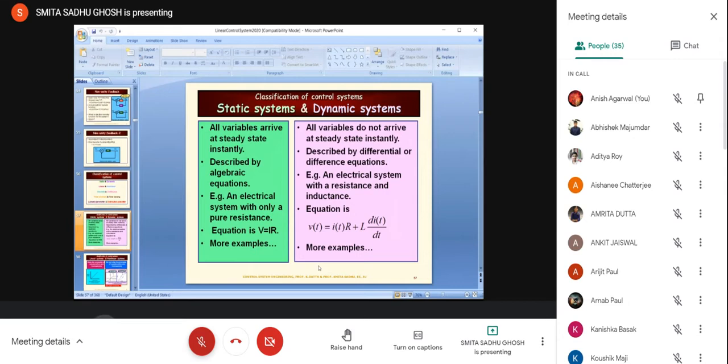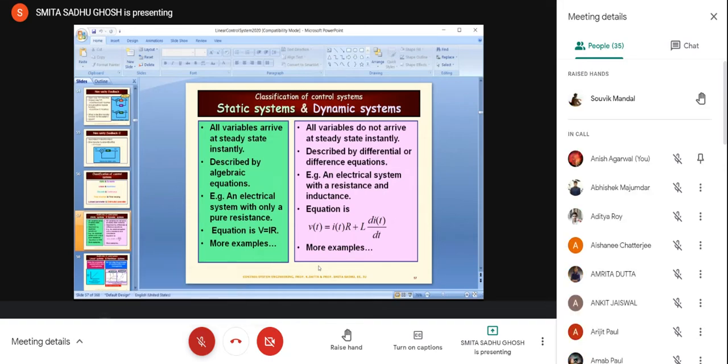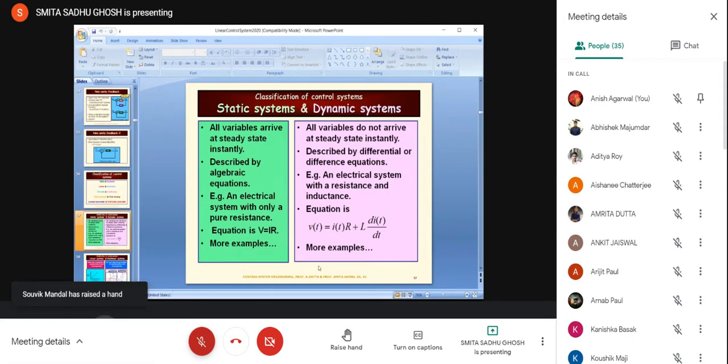So say for example, if something is moving with a constant velocity and then some force is applied on it, naturally it would be accelerating. So in that case, what would happen? The moment it accelerates, there would be some transients and then it is going to reach the steady state. The variables are not going to arrive at the steady state instantly, are they?